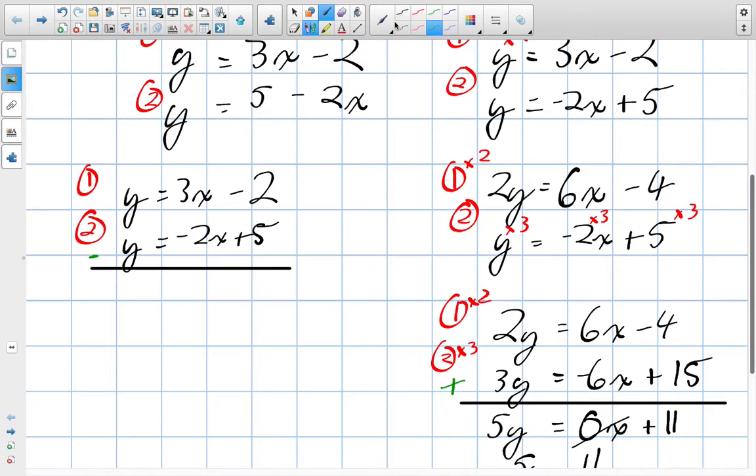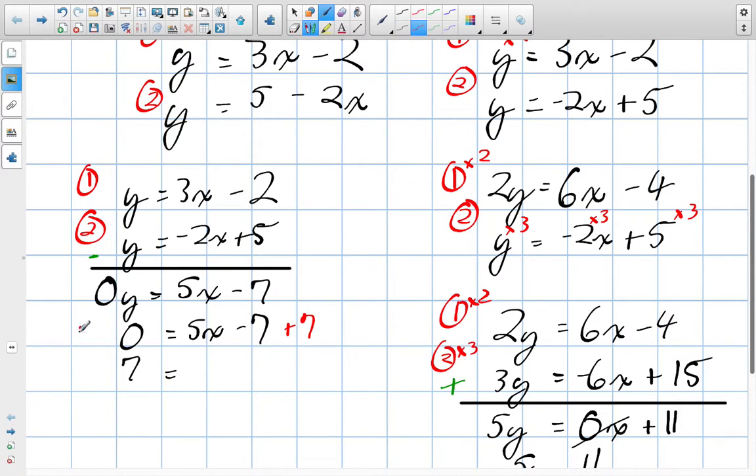1 subtract 1 gives you 0y. 3 subtract negative 2 is actually like adding it. So it's like 3 plus 2, so we get 5x. And 2 subtract negative 5 is the same as negative 2 minus 5, which is negative 7. So here we have 0 is equal to 5x minus 7. We're going to bring the 7 to the other side, so it's going to become positive 7. We're okay with that idea? It's the same as adding 7 to both sides. Okay, and that way here it eliminates, and we're left with 7 is equal to 5x.